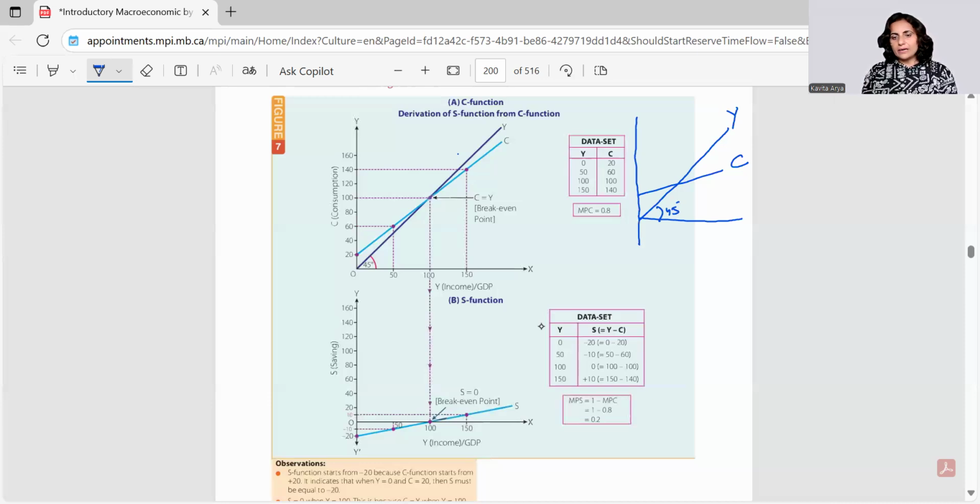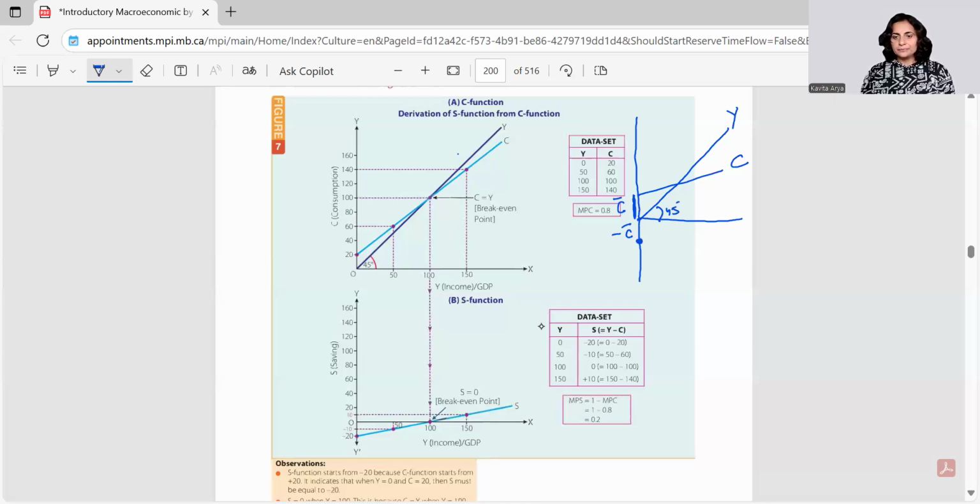We can draw S on this very axis, or we can make a separate diagram. I'm making it on this very axis. So just check how much this value is on the scale. This is C bar. Whatever its value on scale, you keep it below the x-axis on the negative side of y and mark it as minus C bar. So this is my first point for the savings curve.